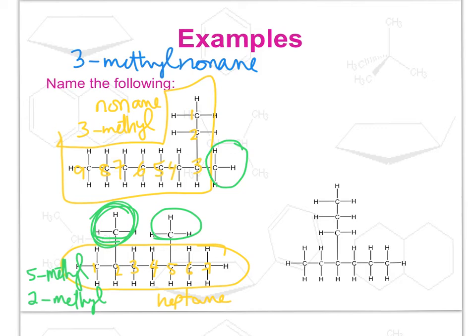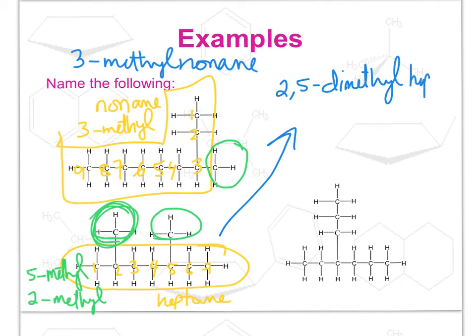So I have 2 methyl groups, one on carbon number 2, one on carbon number 5. So if I have 2 of the same type of group, I write both numbers. So I'm going to write it up here. So I'm going to say 2, 5-dimethyl heptane.